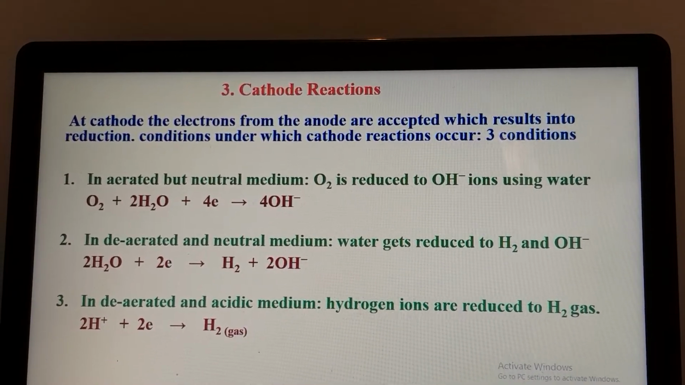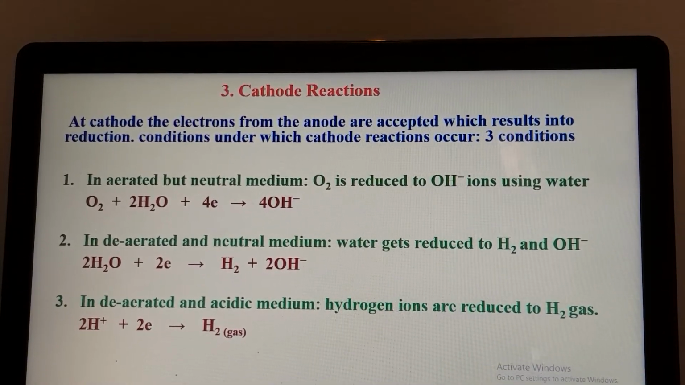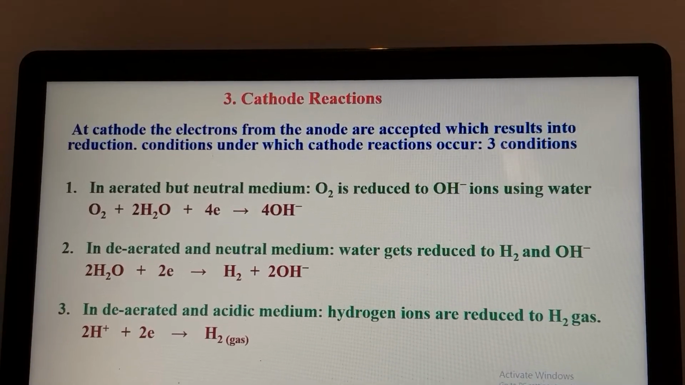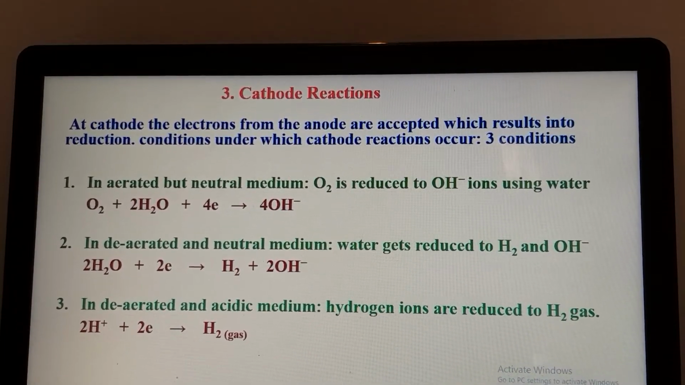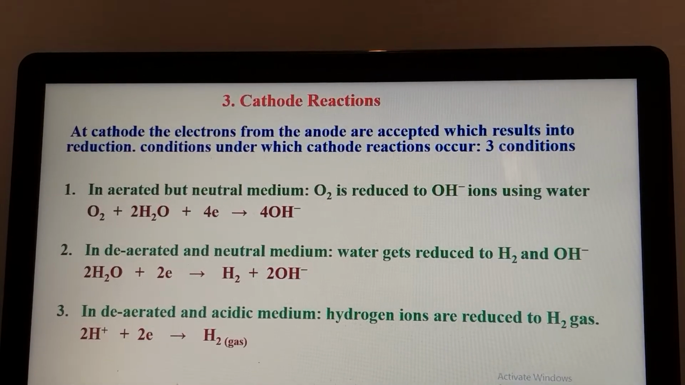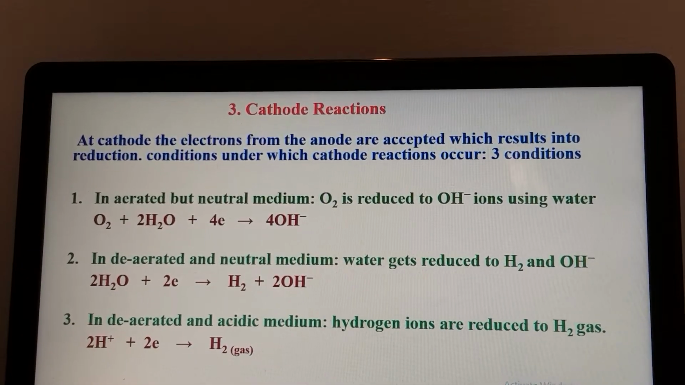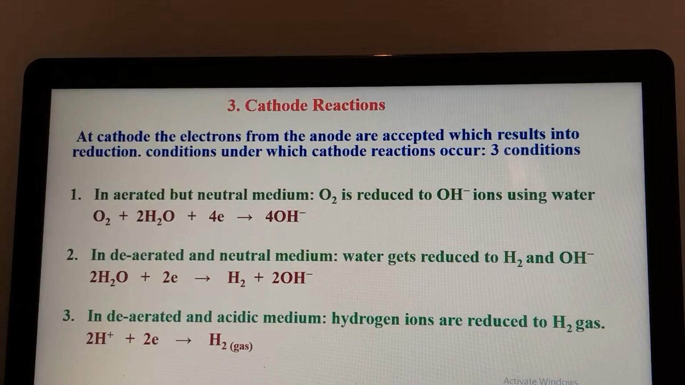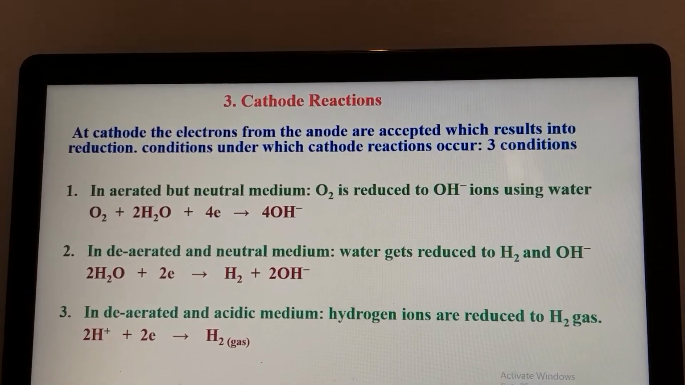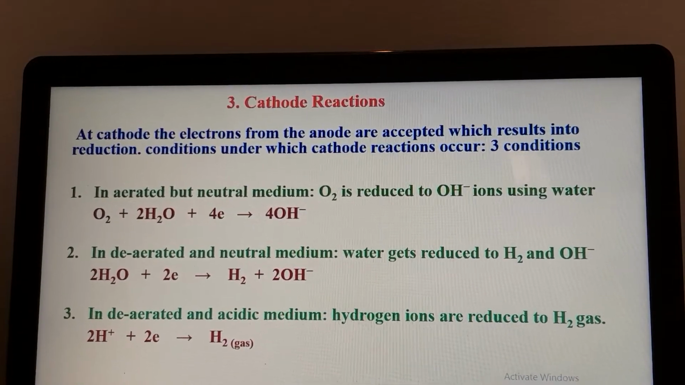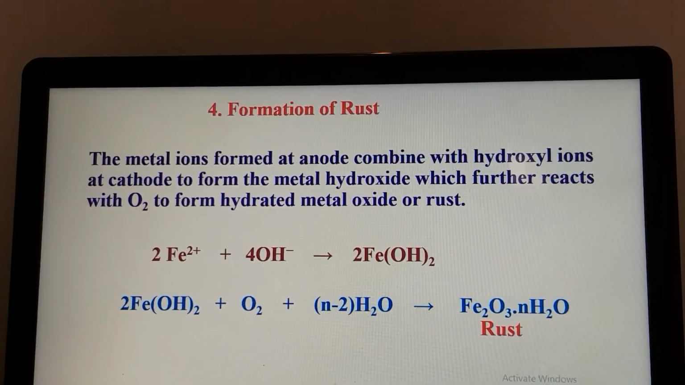If the surface is not well aerated but the moisture is there, then the water gets reduced to hydroxyl ions along with the liberation of hydrogen gas. And if the surface is not well aerated and the medium is slightly acidic, then the hydrogen ions accept the electrons and produce hydrogen gas.